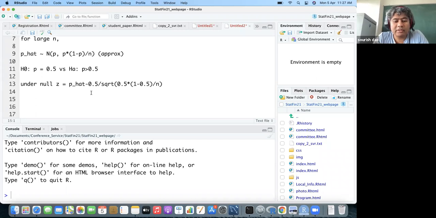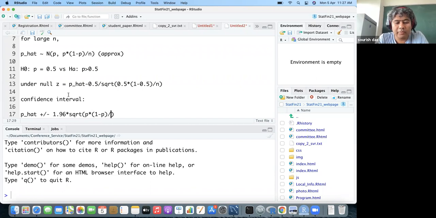Because if you want to check the power, the actual power involves this. Or if you want a confidence interval, even the classic one, your confidence interval will be p hat plus minus, for a 95% confidence interval, 1.96 times square root of p times (1 minus p) by n.